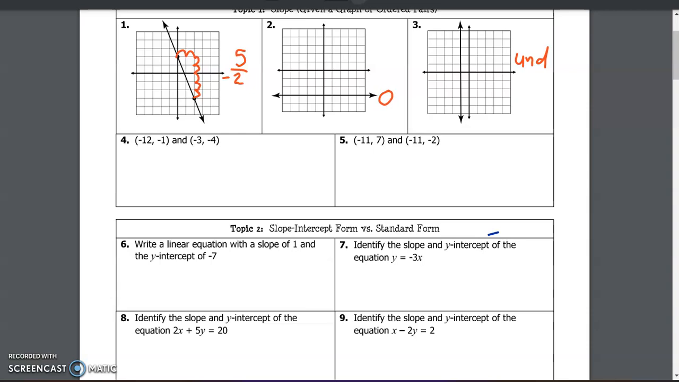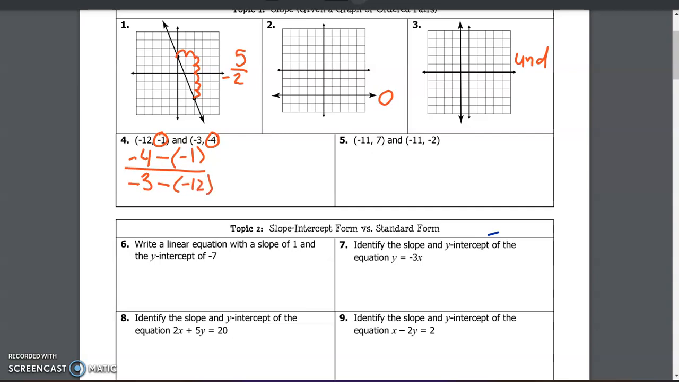Now for numbers 4 and 5, that's where we have to use y2 minus y1 over x2 minus x1. So I'm going to work this one out. Number 4, again, it doesn't really matter which y value you choose. I'm just going to choose -4, then -1. Just make sure I do -3 first on the bottom. So -4 minus -1 over -3 minus -12.